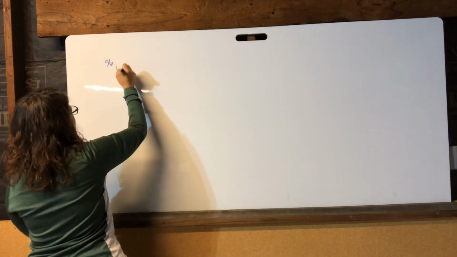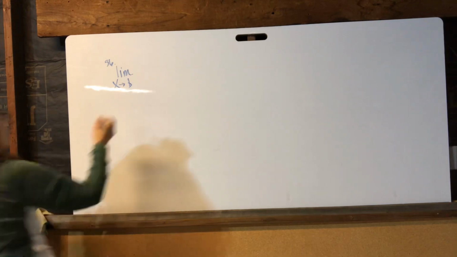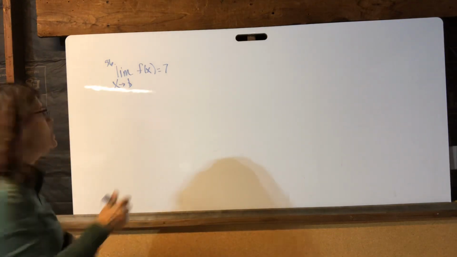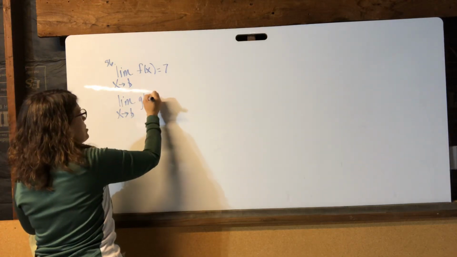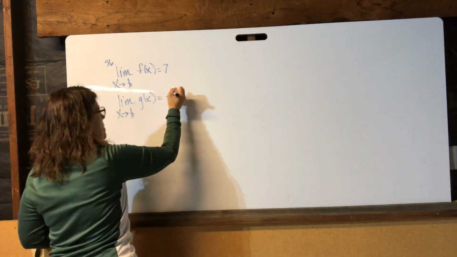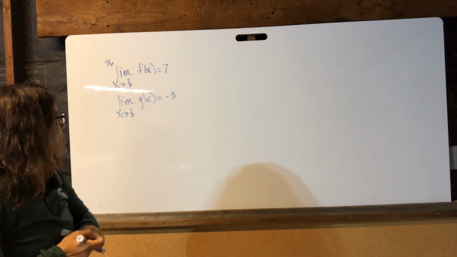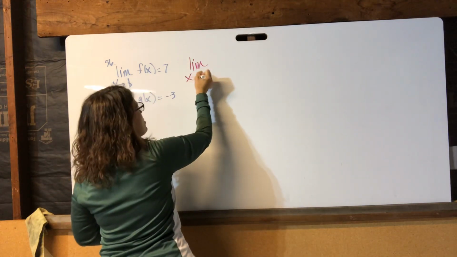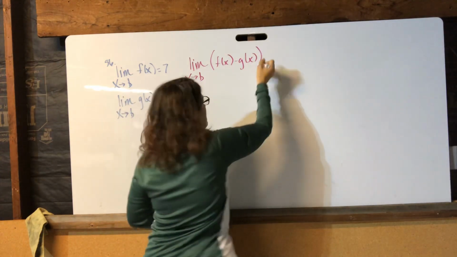You are given that the limit as x approaches, I think it's b, is it b? Yeah, of some function f of x is equal to 7, so that's given information. And you're also given that the limit as x approaches b of some function g of x is -3. Okay, so we're going to use this information for the next several parts of the problem. You are asked to find the limit as x approaches b of the f of x minus the g of x.